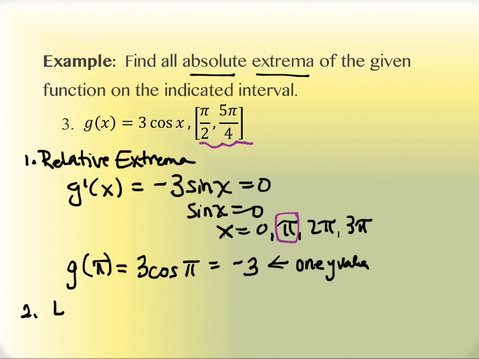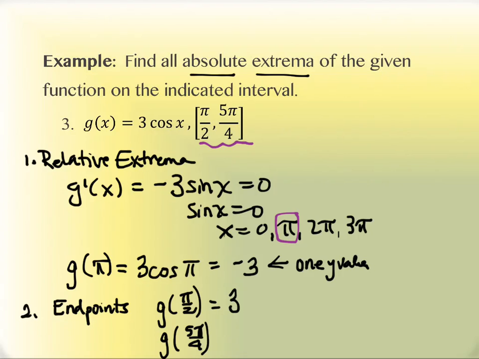Step 2 is to test the endpoints. So my endpoints are at pi over 2 and at 5 pi over 4. So I need to find out what is 3 cosine of pi over 2 and what is 3 cosine of 5 pi over 4. So we'll start with 3 cosine pi over 2. What is 3 cosine of pi over 2? It is 0. What is 3 cosine of 5 pi over 4?